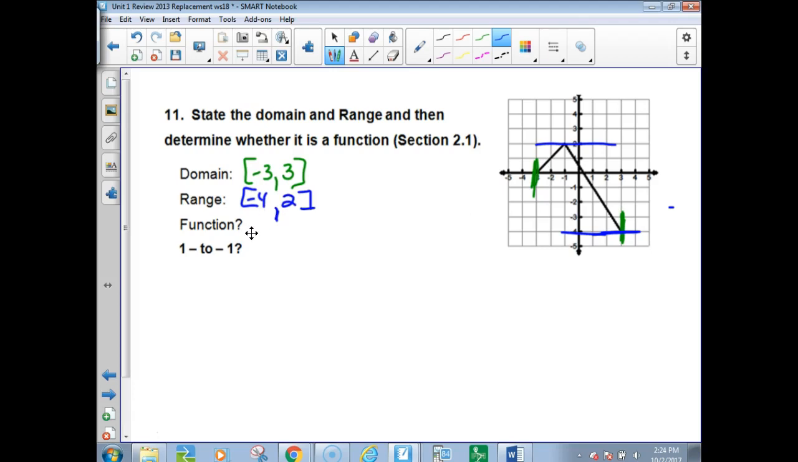Is it a function? Yes, because it passes the vertical line test. No vertical line will hit the graph more than once. And 1-to-1 is no, because the horizontal line test does not pass. It would hit it more than once up here.